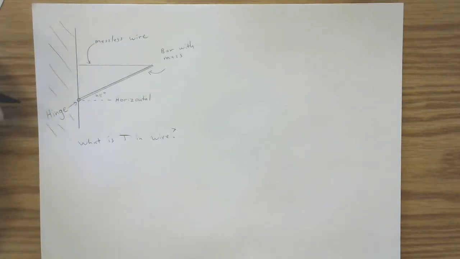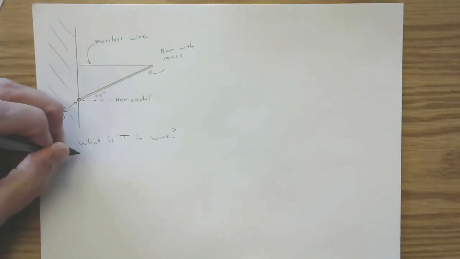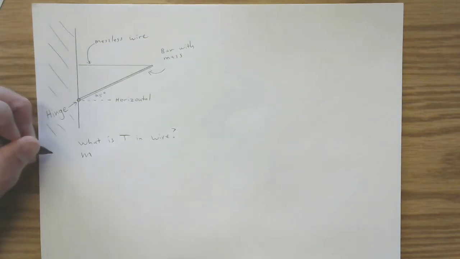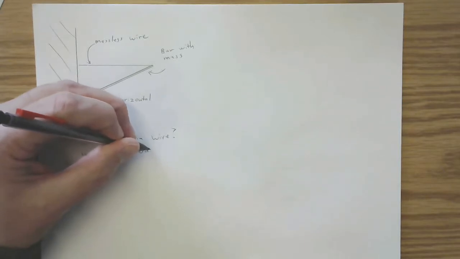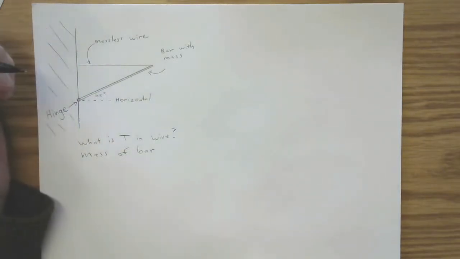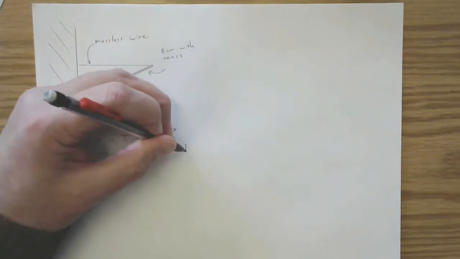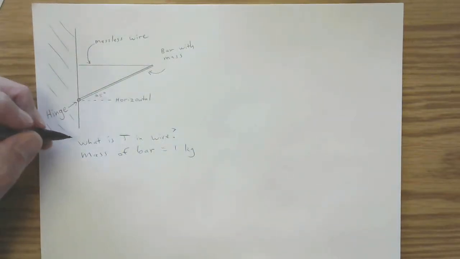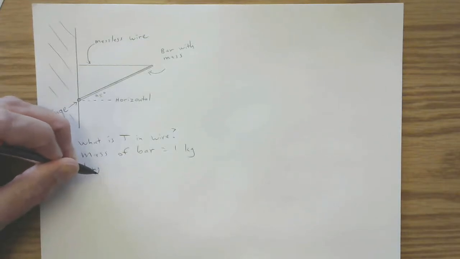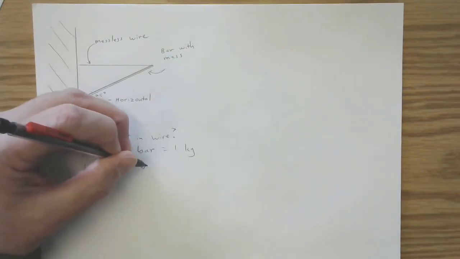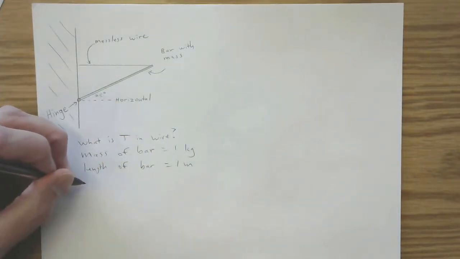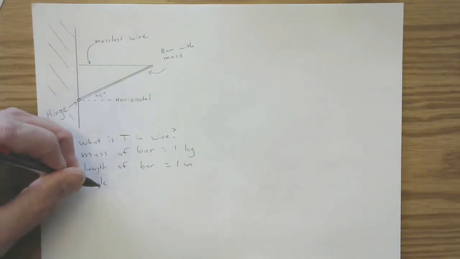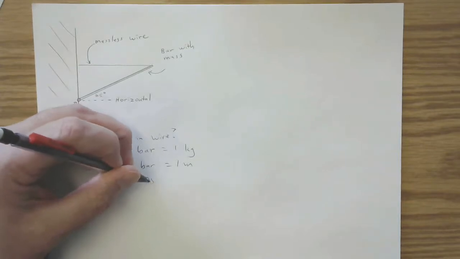And we should be given other things, like the mass of the bar. Well, I'm making this up. Let's make it easy. So let's say it's a kilogram. How about the length of the bar? Length of the bar, 1 meter. How about the angle? Actually, I remember that from the problem. So the angle theta was 25 degrees.